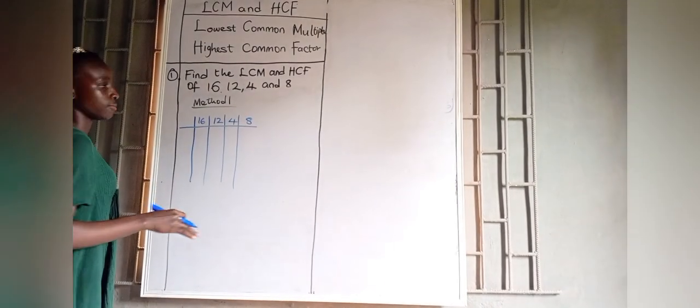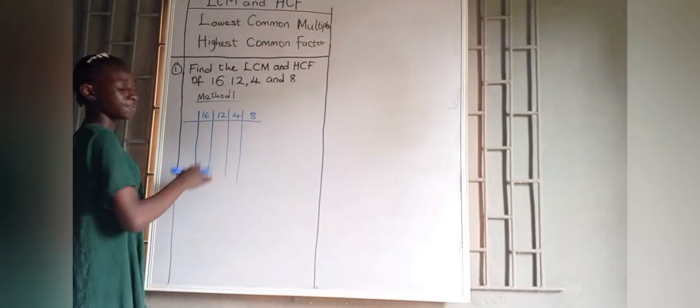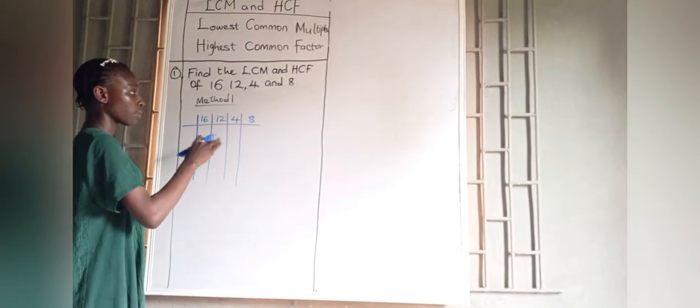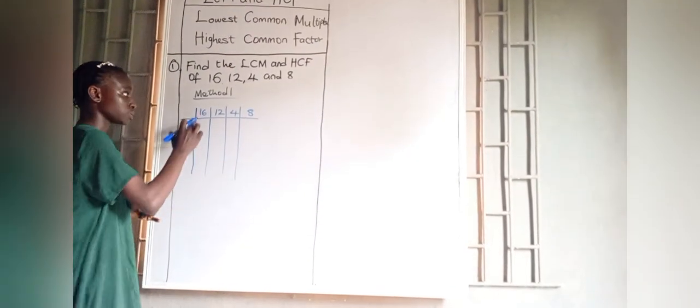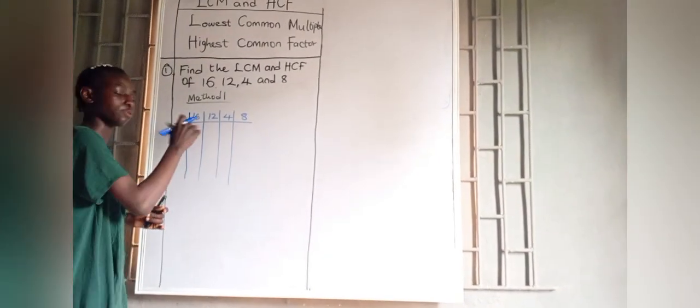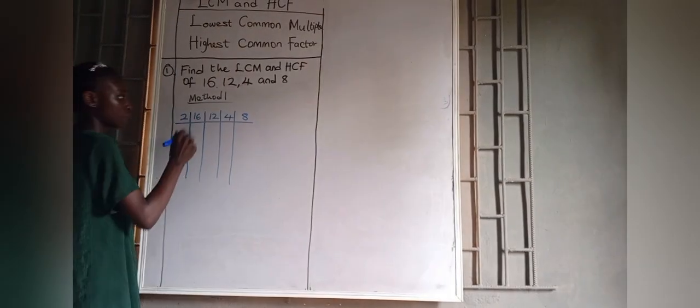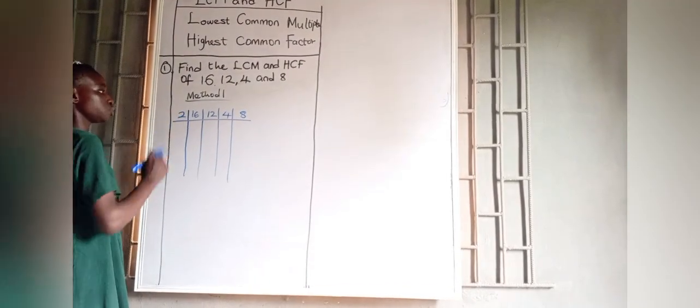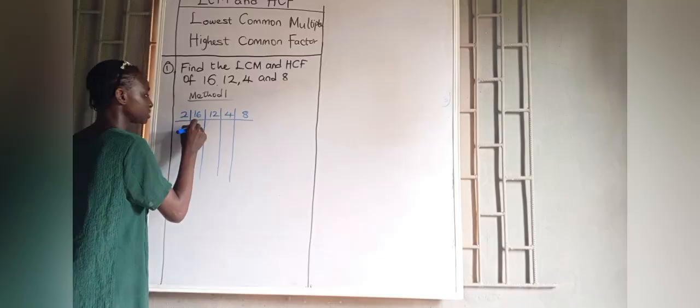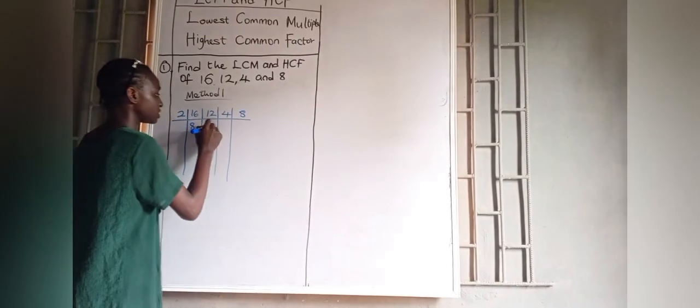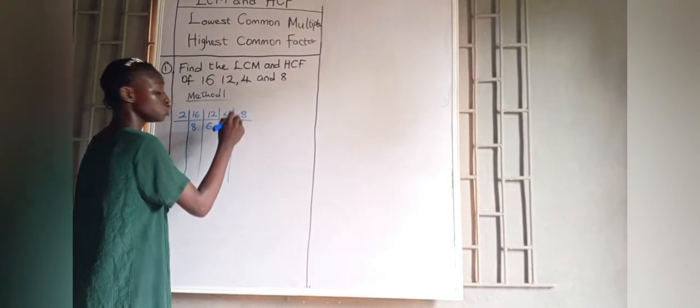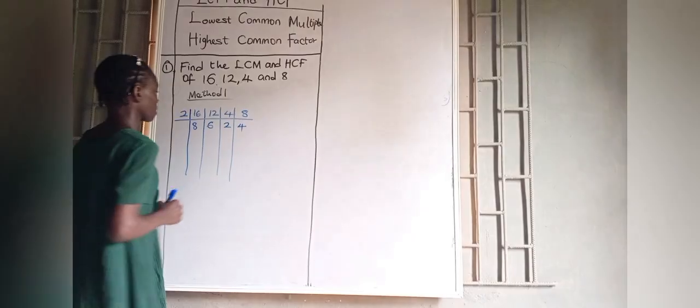So for the LCM, we will now start dividing with the prime factor. I talked about prime factor. 2 is a prime factor because it can divide this and is a prime number. So let's start with 2. And they are all even numbers. That's why I can use 2 to divide it. 2 in 16, that is 8. 2 in 12, that is 6. 2 in 4, that is 2. 2 in 8, that is 4.